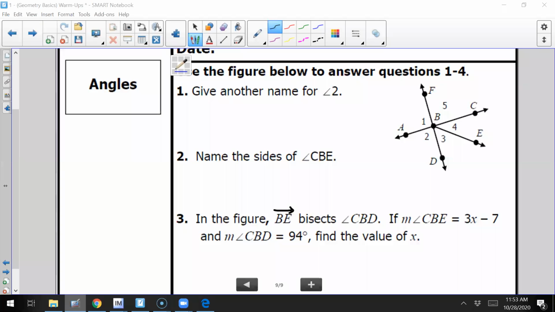Okay, great. Let's do it. So the first one says, give another name for angle 2. What's another name for angle 2? Angle ABD, or angle DBA.